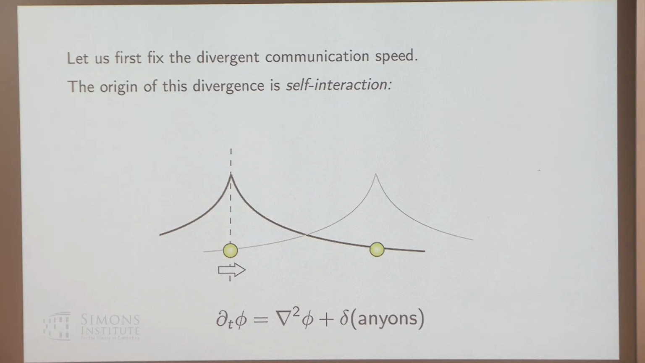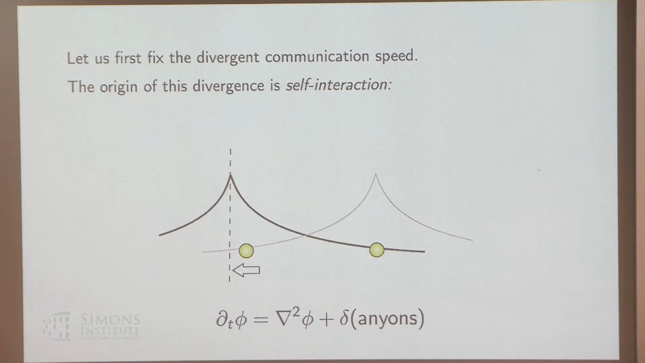But the problem is that once it moves to the right, now the gradient it sees is actually completely determined by the field that it left behind, right? So it's just attracted to the image of where it was in the past, right? Because the field hasn't updated yet. And this is a problem, right? We want the anyon to move over here, but it's getting attracted to its own field.